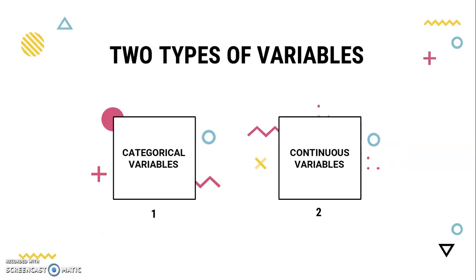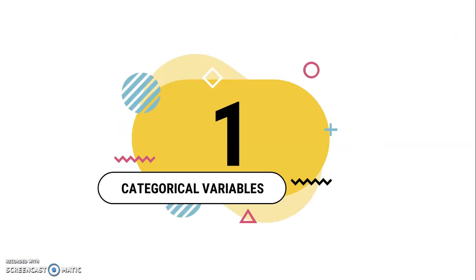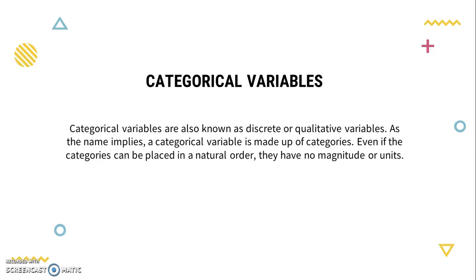Well, there are two types of variables. The first one is categorical variables, and the second one is continuous variables. The first one is categorical variables. Categorical variables are also known as discrete or qualitative variables. As the name implies, a categorical variable is made up of categories. Even if the categories can be placed in a natural order, they have no magnitude or units.